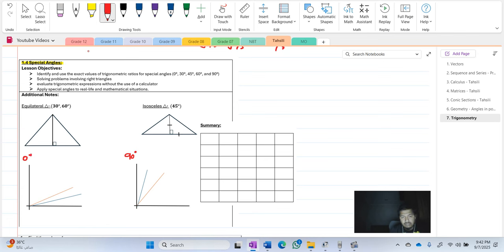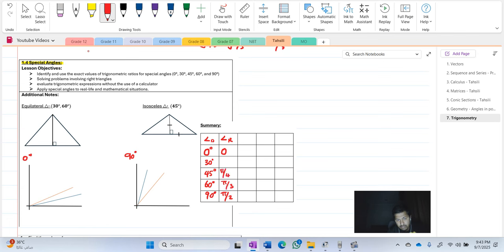If you're going to put the angles in degrees, you're going to put them in order: 0, 30, 45, 60 and 90. The purpose of special angles is when you're not allowed to use a calculator and you come across these types of angles, we're going to use these triangles or this table. If you use the table, remember 0 degrees is 0, 90 degrees is pi by 2 in radians, 60 degrees is pi by 3, 45 degrees is pi by 4.